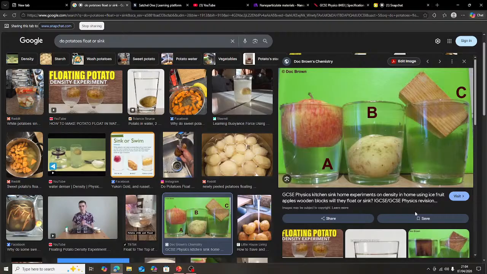What am I looking at? Can you not see it? Oh yeah, look. This is an apple. It floats. This is a potato. It sinks. This is wood. It floats.